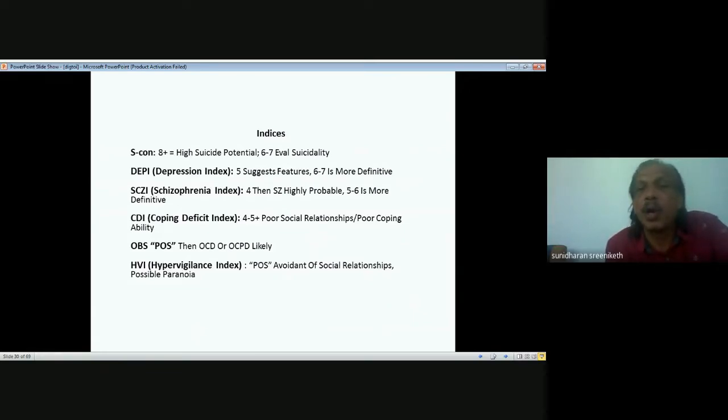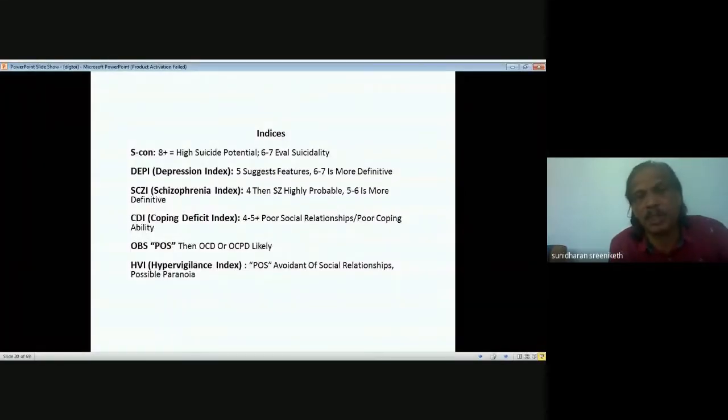Then another criterion, that is for OCD or OCPD. OCD means obsessive compulsive disorder. OCPD means obsessive compulsive personality disorder. So by these indices, we can understand whether the person has the psychological problem of obsessive compulsive disorder or the personality trait of obsessive compulsive features. Whether the current behavior is due to a disorder or to personality.